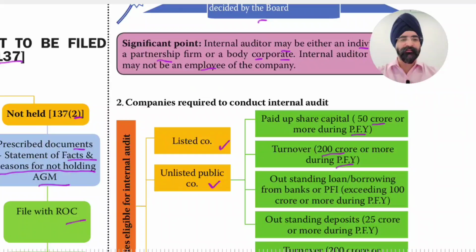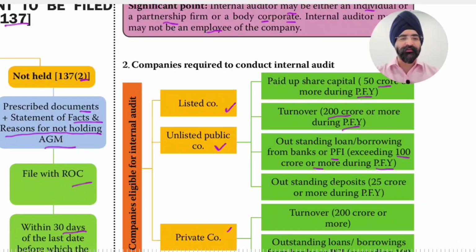Number three, outstanding loan or borrowing from banks or financial institutions exceeding rupees 100 crores or more. So it is either touching 100 crores or more than 100 crores in the previous financial year. Here also we will only take the previous financial year, whether audited or unaudited. Only banks or public financial institutions are covered, and the amount is 100 crores or more. And the fourth, the last one, is outstanding deposits of rupees 25 crores or more during the previous financial year, whether audited or unaudited.